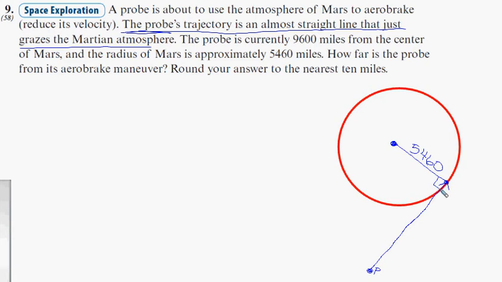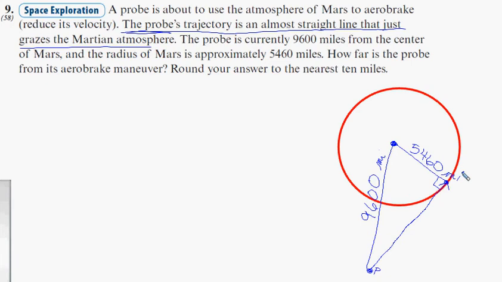It says the probe is currently 9,600 miles from the center of Mars. So right now, the probe is still out here. It is 9,600 miles from the center of Mars. So this distance right here is 9,600 miles. Okay, and this distance is also in miles.